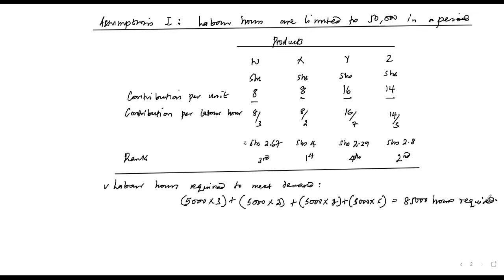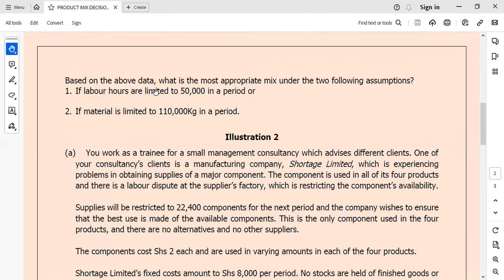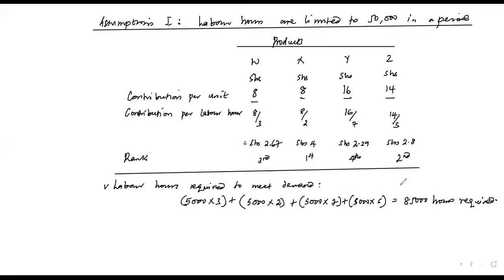But now the question is, do we have these hours? Let's go back and check if these hours are available. If labor hours are limited to 50,000 hours in a period, the truth is we don't have the 85,000 hours. The labor hours required are 85,000, but only 50,000 hours are available. So what do we do?